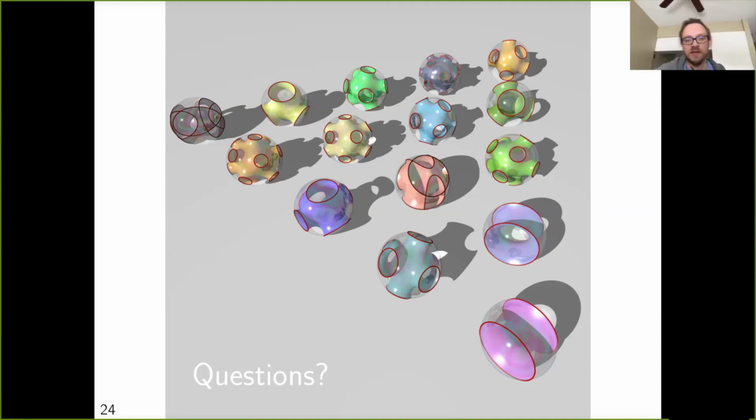Sure, but at this point it shouldn't be too hard, right? You just take stereographic projection and use our results and just report. So we didn't do that. We should, yes. So thank you for the suggestion. Yes, we should do that.